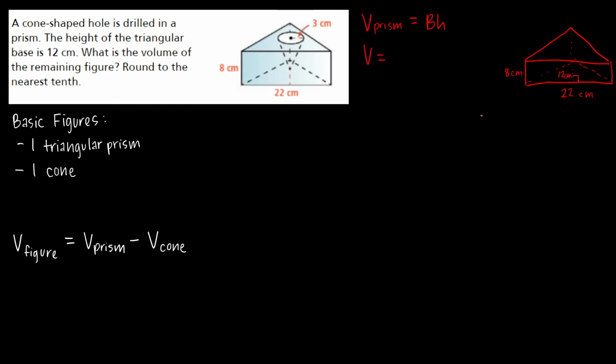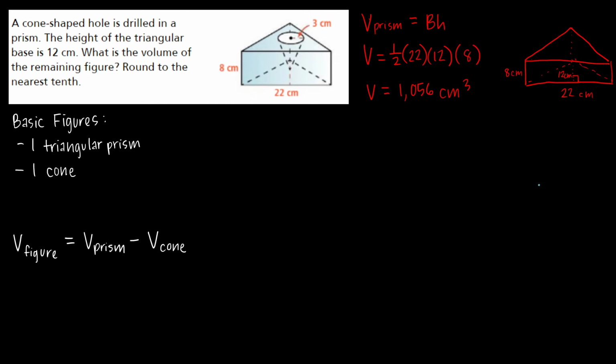So the area of the base is going to be half times its base, which is 22, times its height, which is 12. And then we're going to multiply by the height of the actual prism. And when I calculate this, the volume of the triangular prism is 1,056 cubic centimeters. And so now we need to find the volume of the cone.